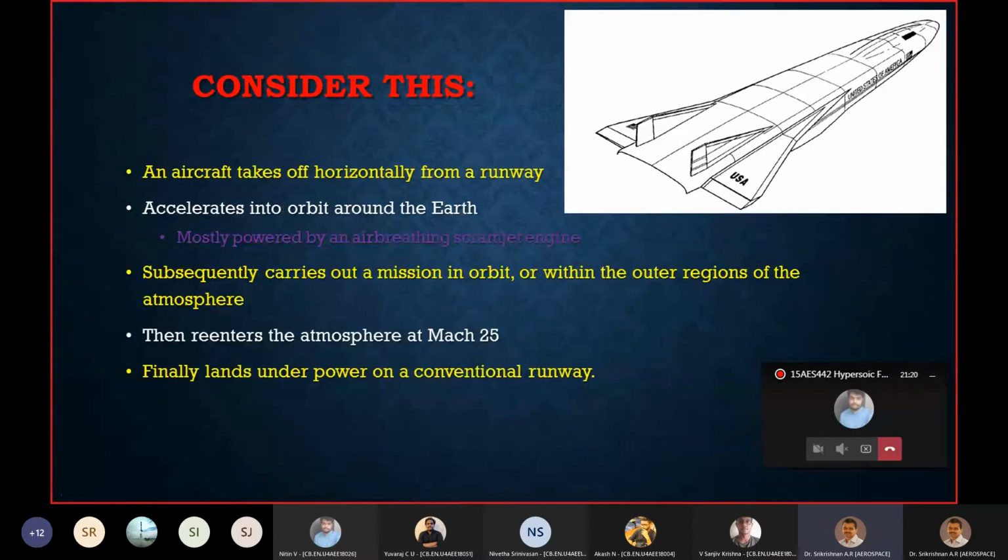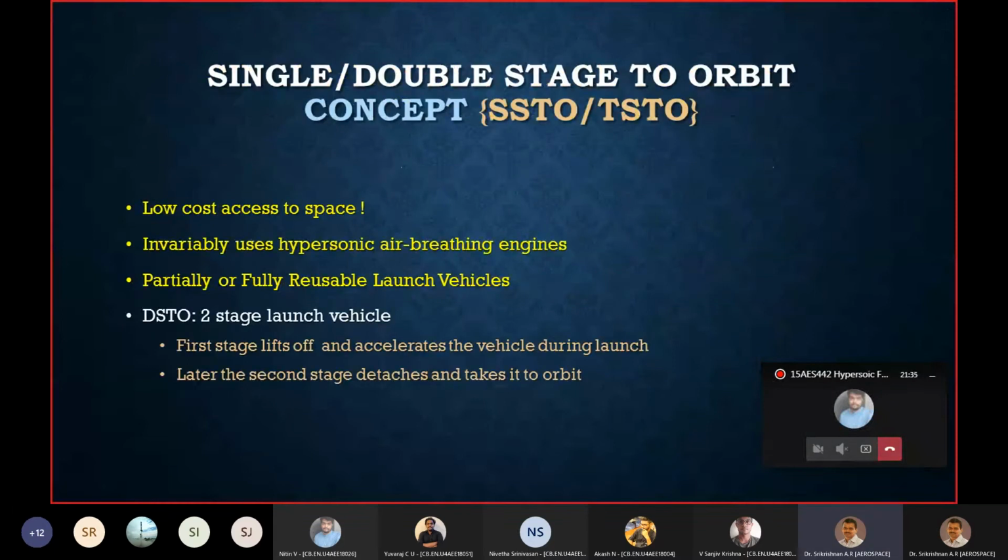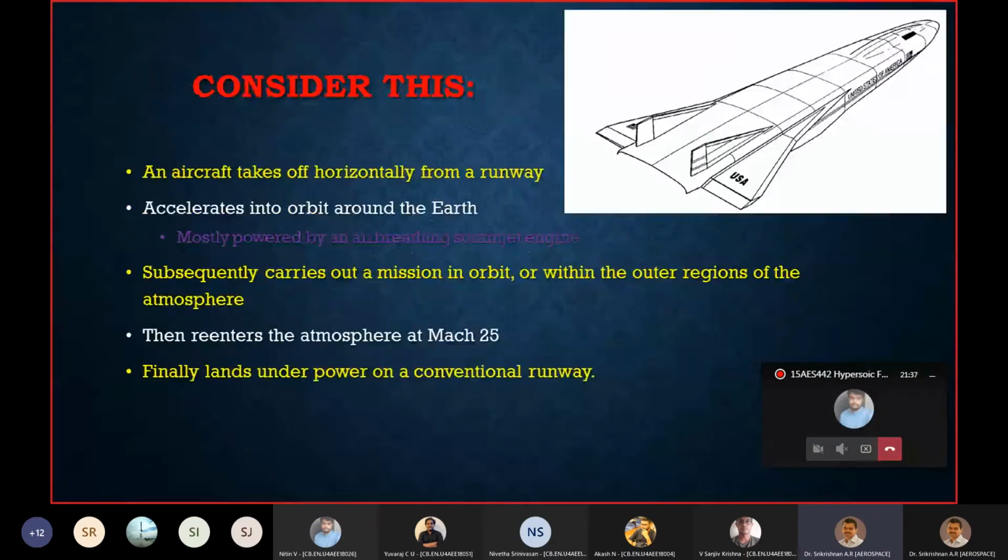Now, another area where a lot of research is going on is what is referred to as SSTO, or sometimes DSTO, where the approach is that you have a reusable aircraft which can take off from a highway, accomplish a space mission, and come back on the same runway without anything being thrown away.